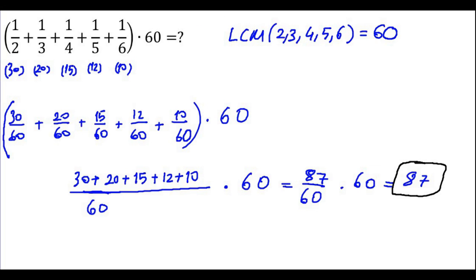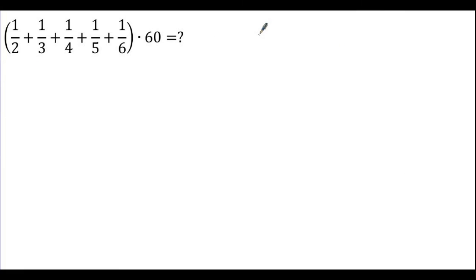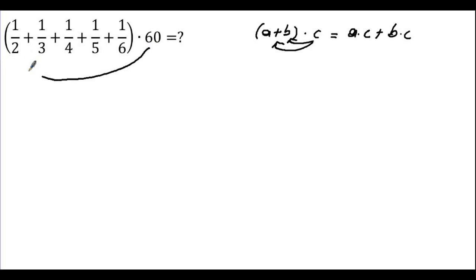So let me use the second way to solve this example. You already know that we can distribute this C over A and over B. So we will get here A times C plus B times C. So now we can distribute this 60 over these numbers. So we are going to multiply 60 by 1 over 2, and then multiply 60 by 1 over 3, and then multiply 60 by 1 over 4, and multiply 60 by 1 over 5, and multiply 60 by 1 over 6.